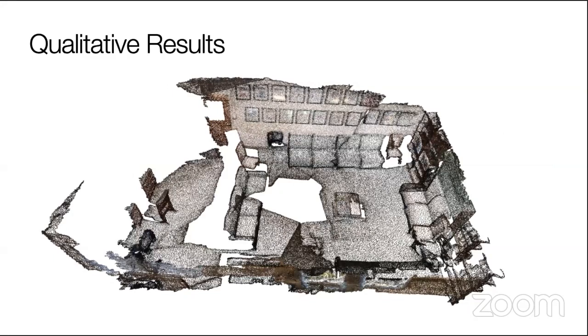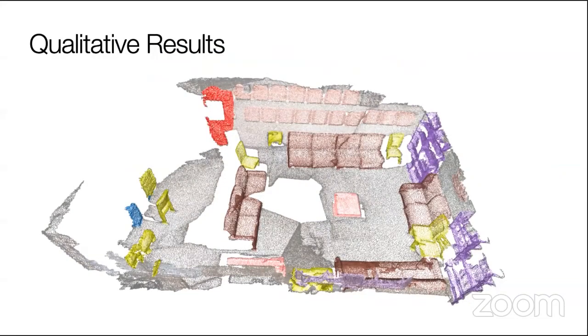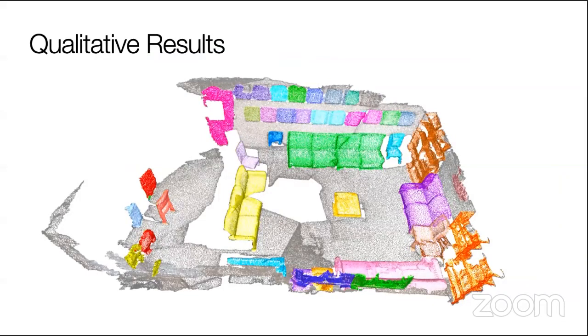We reach the end of this talk and finish by showing additional qualitative results. First, we show the input 3D point cloud, then the predicted semantic labels, and finally the predicted instance masks.